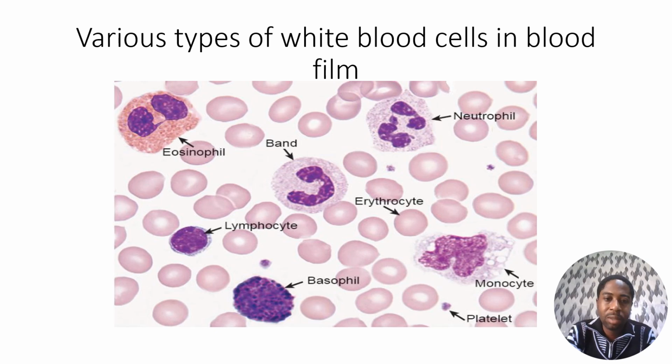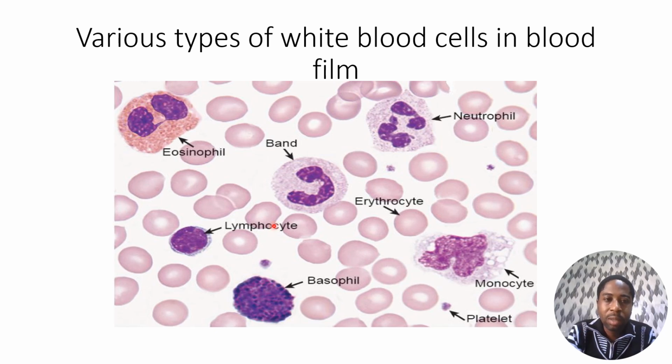So this diagram or this picture shows the various types of white blood cells. The ones you can see here, these are neutrophils. This one and this one, these are neutrophils. The white blood cells do not have color, but they have been stained with special stains called Romanowsky stains. That's how come they are colored. So this is a neutrophil. This is a neutrophil.